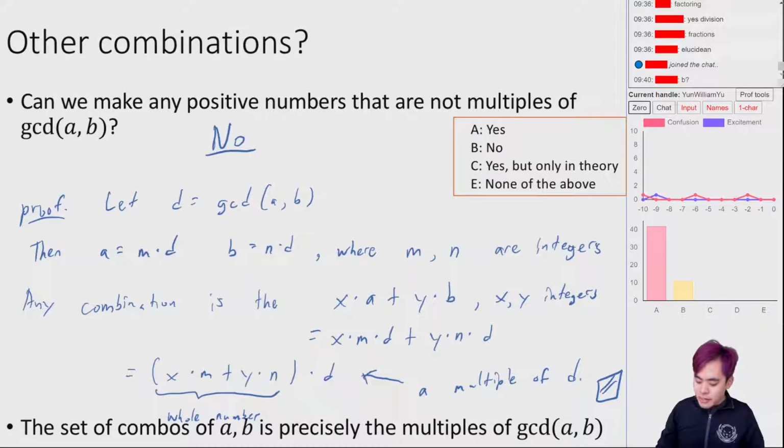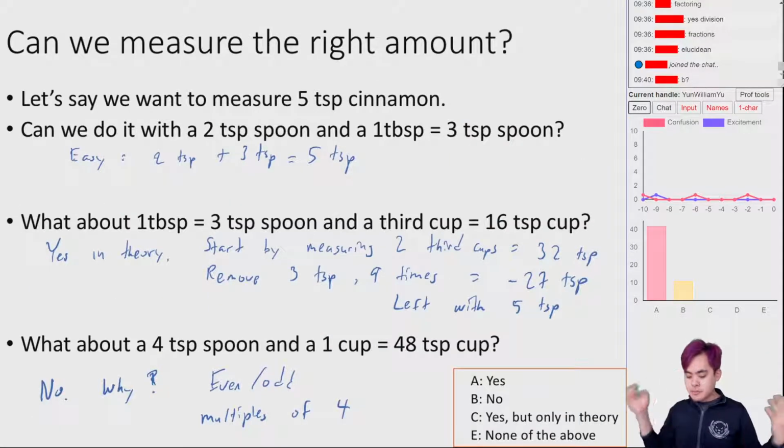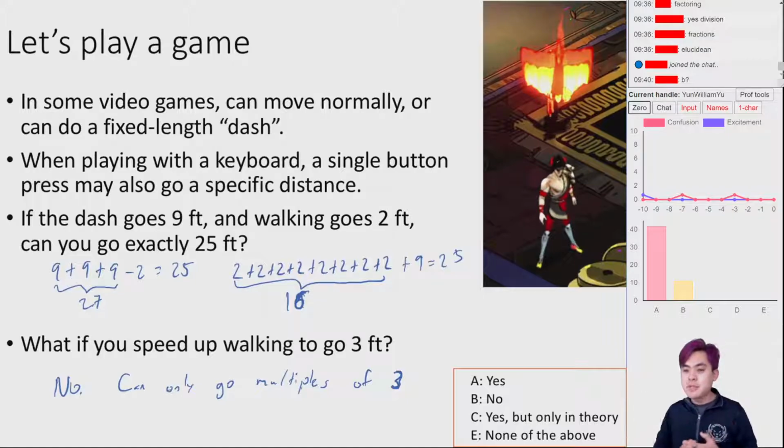And this is the reason why, when we were measuring ingredients, if you have 4 and 48, the smallest thing you can make is 4, and you can only make multiples of 4. Whereas if you have 3 and 16, the greatest common divisor there is 1, and so you can make any number you want. And the same case for the example of Zagreus and Hades. If you have 9 and 2, well, you can make 1, and so you can make any number. But if you have 9 and 3, you can only make multiples of 3. Do we have any questions about that?